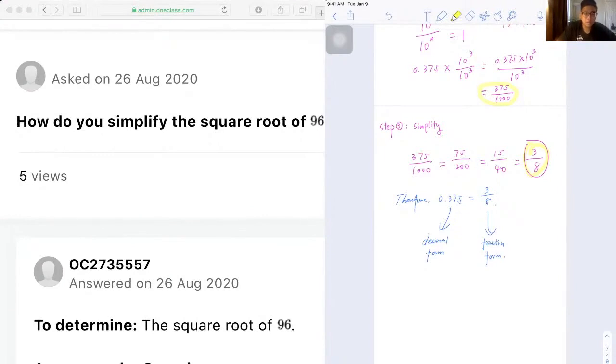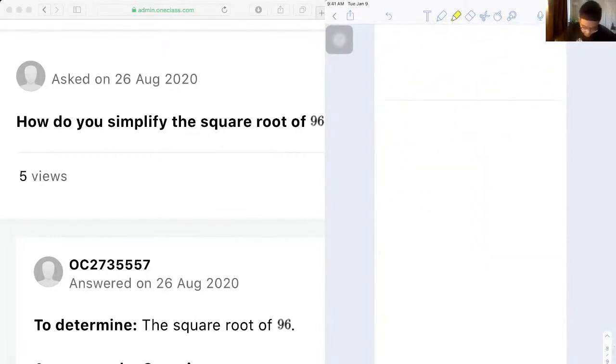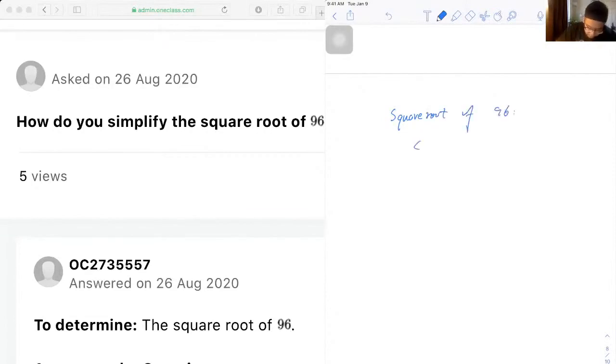So our next question is asking us to simplify the square root of 69. Okay, so let's copy down the question. So square root of 69, and we need to simplify. Okay, simplify.